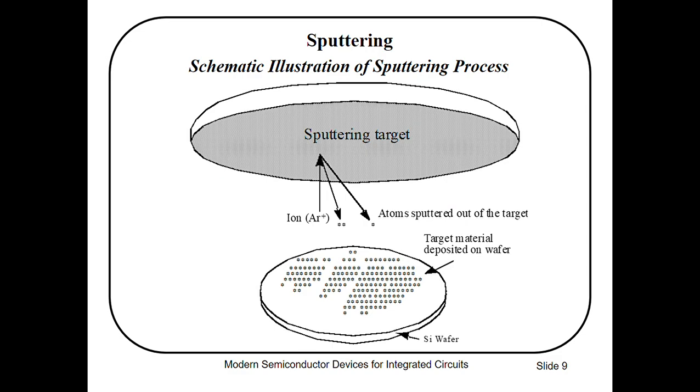Sputtering. Sputtering is performed in a vacuum chamber. Here you can see this sputtering process. The source material, called the sputtering target, and the substrate holding the Si wafer form opposing parallel plates connected to a high voltage power supply.